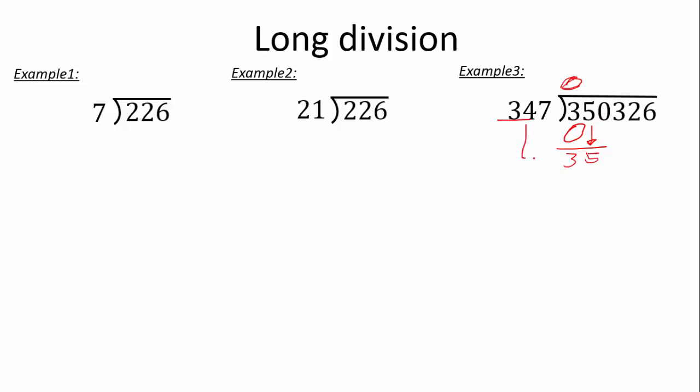How many times is 347 going into 35? 0. 0 times 347, we know, equals 0. So we put our 0 here, we pull it across. 35 minus 0 equals 35. We bring down our 0 here, and we get a 0. How many times does 347 go into 350? It goes in once. 1 times 347, 347.